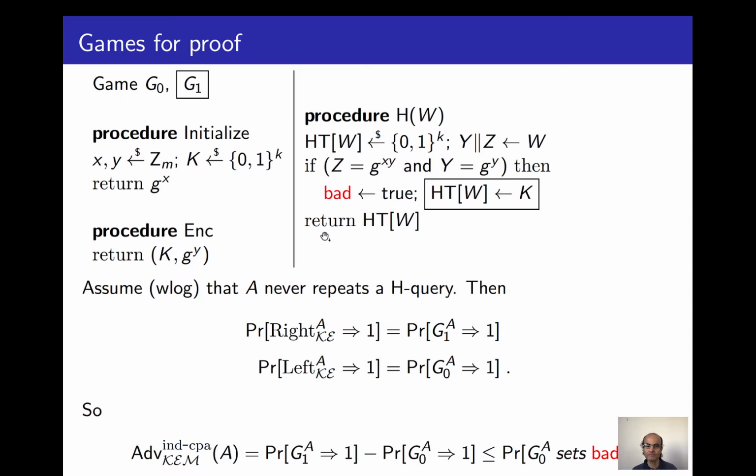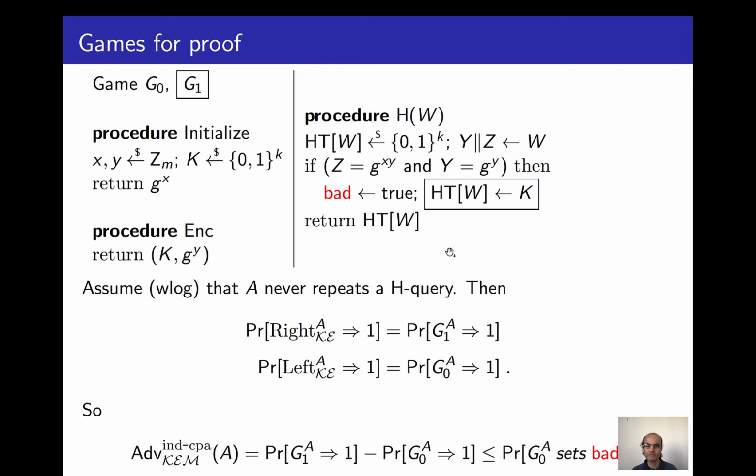So now let's go back to our two claims over here. The easy one is the left game. In the left game, the box code is absent. So all the replies to H queries are random, and this is a random independent string, and that's how things should be in the left game. In the right game, this is indeed equal to H applied to Y and Z because of this box code. And so again, this statement will be true.